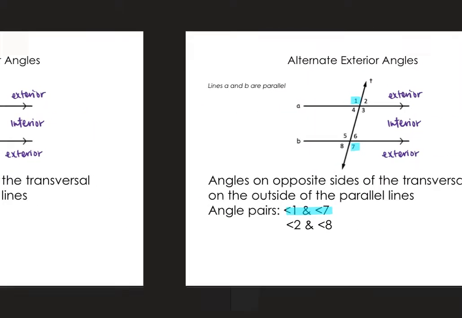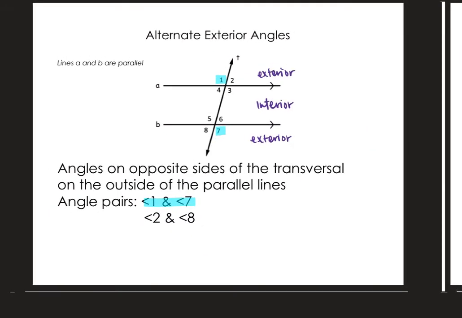The next angle pair are alternate exterior. So again, alternate meaning on opposite sides of the transversal, but since we're talking exterior, we're looking on the outside of the parallel line. So angles on opposite sides of the transversal on the outside of the parallel line. So 1 and 7 would be considered alternate exterior, as well as 2 and 8.